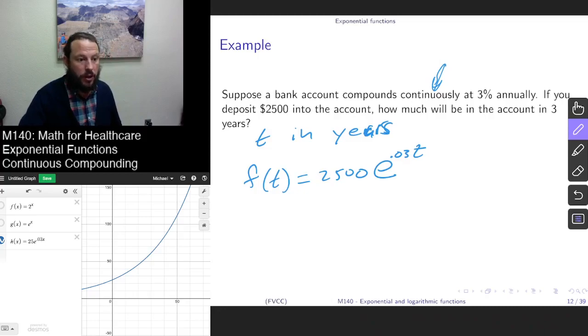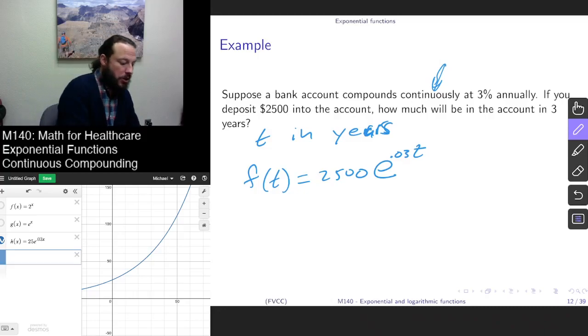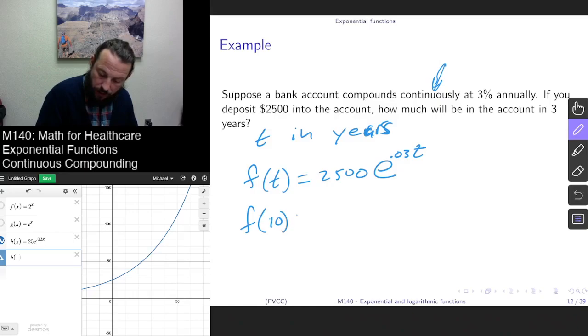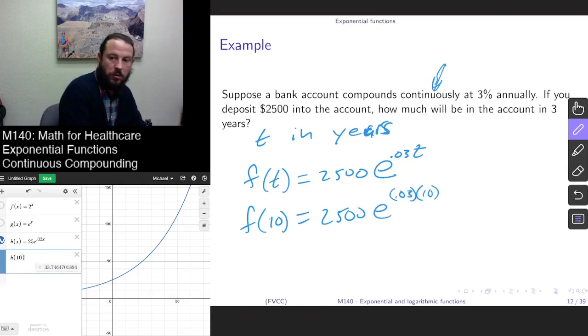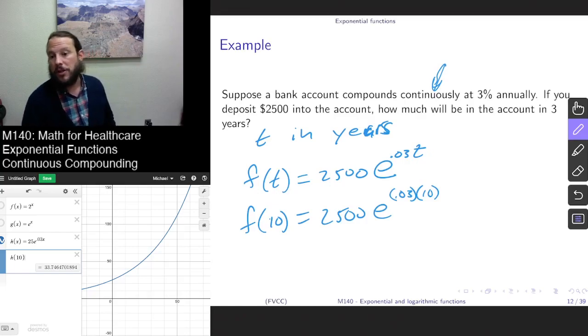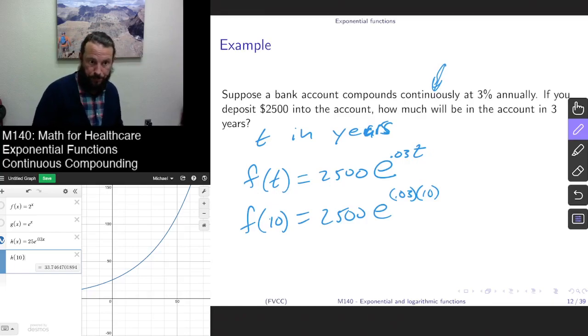Let's suppose we have this account. How much money is going to be in there after 10 years? We know how to evaluate a function by hand. This is 2500 times e raised to the 0.03 times, and we substitute 10 in for our t. But of course, we just use Desmos so we don't make a silly error. Desmos says 33.74, but because we're in hundreds of dollars, after 10 years you'd have $3,374.65 or so. I'd go ahead and play with that.